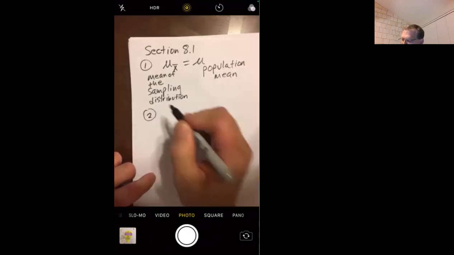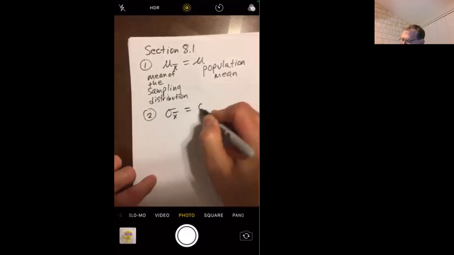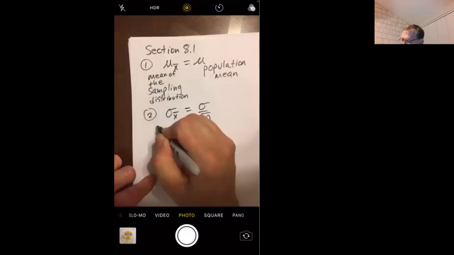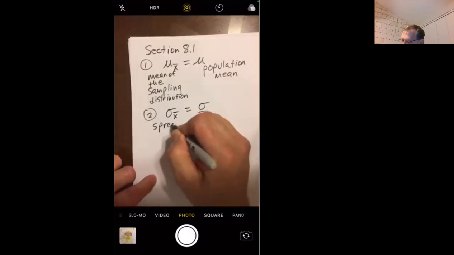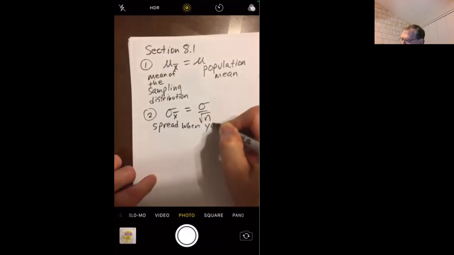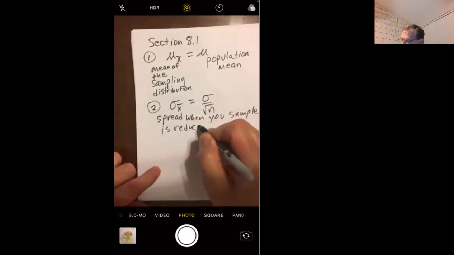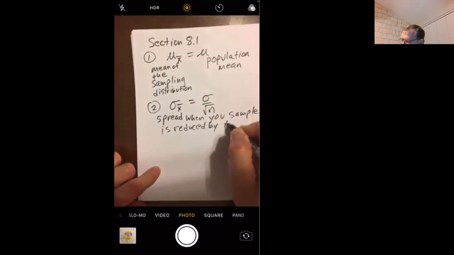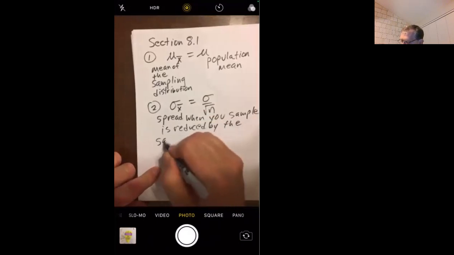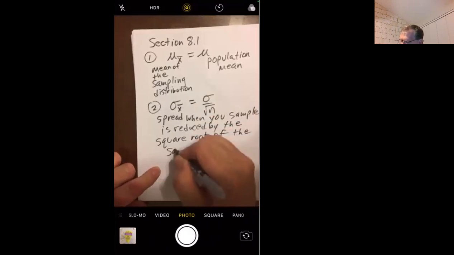And then the spread when you sample is reduced by the square root of the sample size.